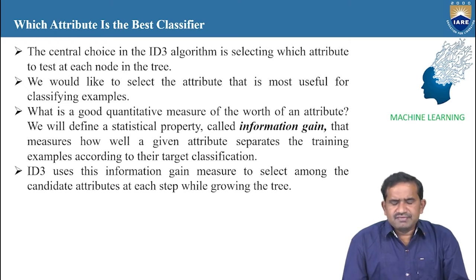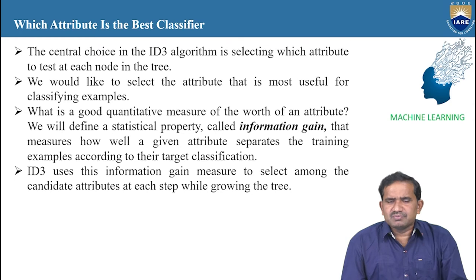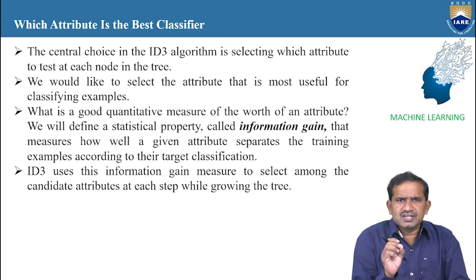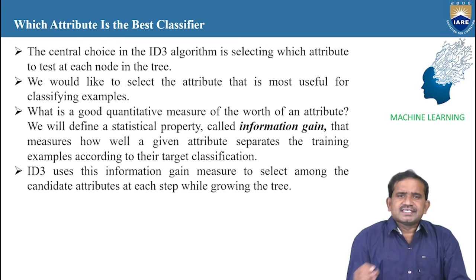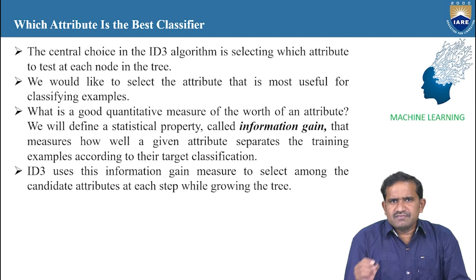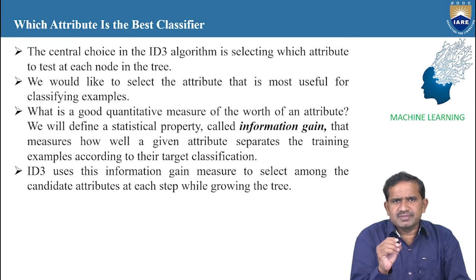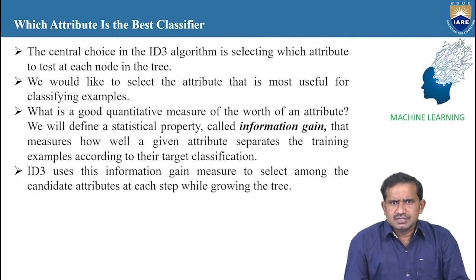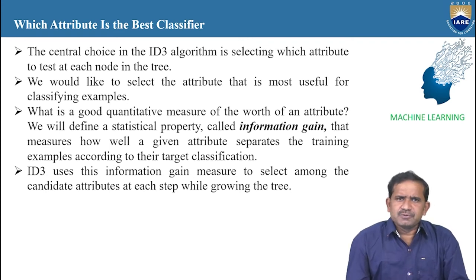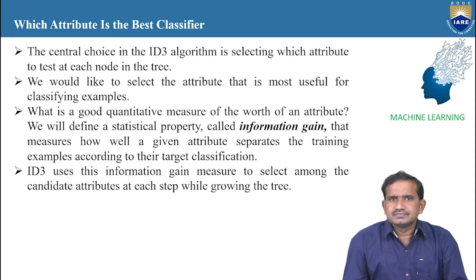Whenever we discuss the best attribute value, it is the key point, the main important point of the decision tree. Whenever we select the best attribute value from the resources available in the examples, from there we select the best attribute value.